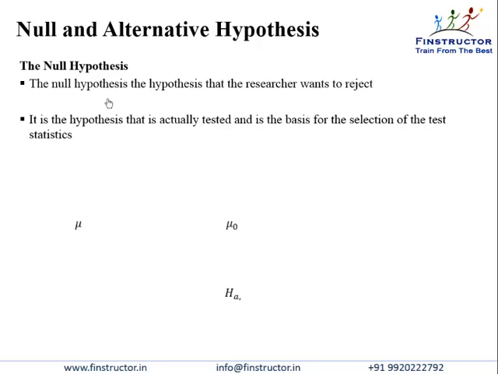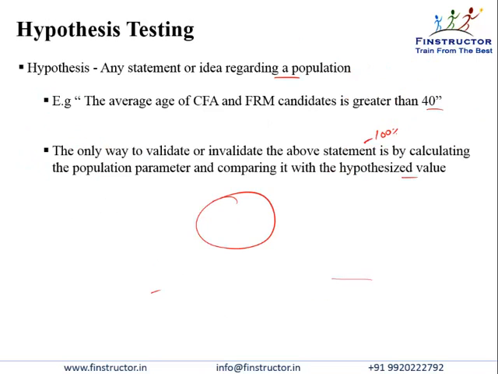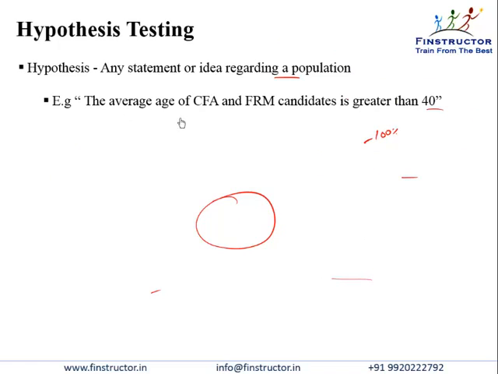The null hypothesis, remember, is the hypothesis that the researcher wants to reject. So in our example, the statement was that the average age of CFA and FRM candidates is greater than 40. So we want to test if the age is greater than 40. That is, do we want to reject this statement? That is the null hypothesis. The null hypothesis is the statement that the researcher wants to reject. That is, the mean is less than or equal to 40 is what he wants to reject.